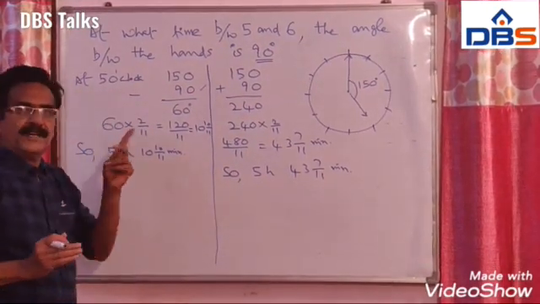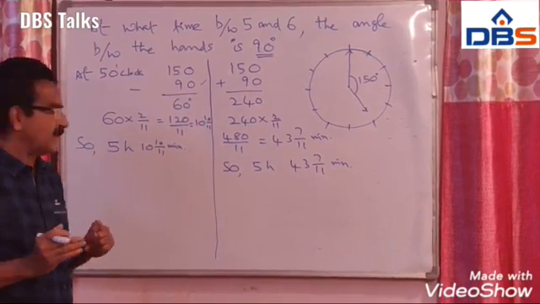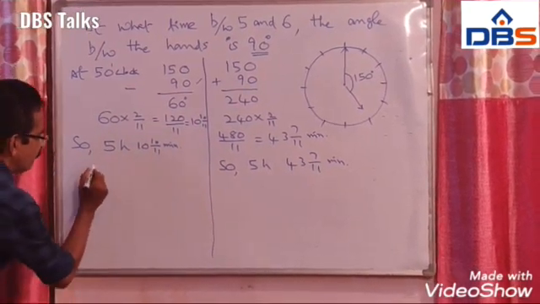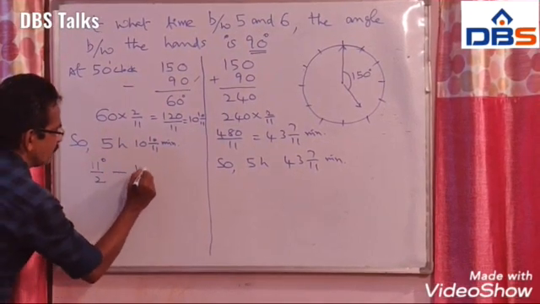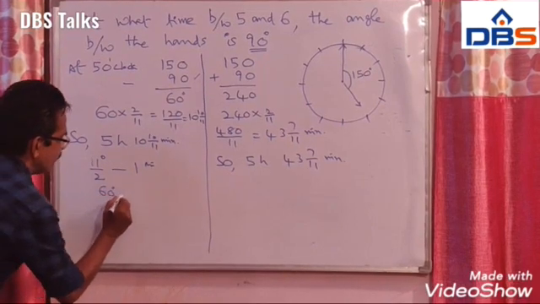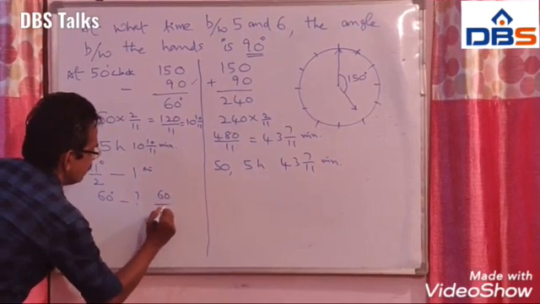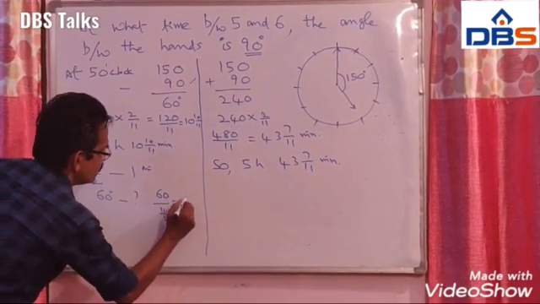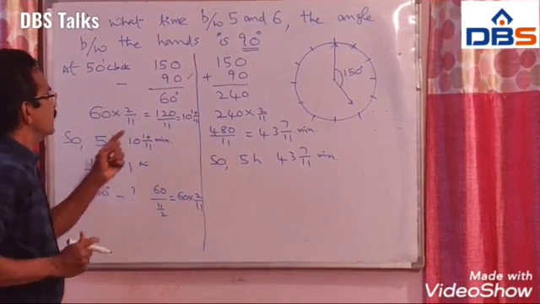So 5 1/2 degrees angle is reduced in 1 minute. 5 1/2 means 11 by 2. 11 by 2 degrees angle is reduced in 1 minute. So 60 degrees angle is reduced in how many minutes? 60 divided by 11 by 2, which means 60 into 2 by 11. That is what I did here.